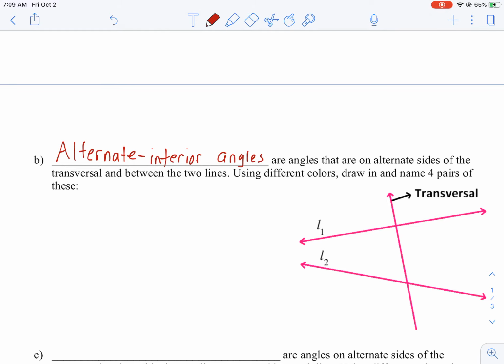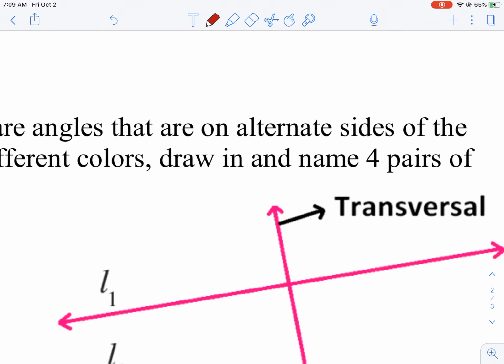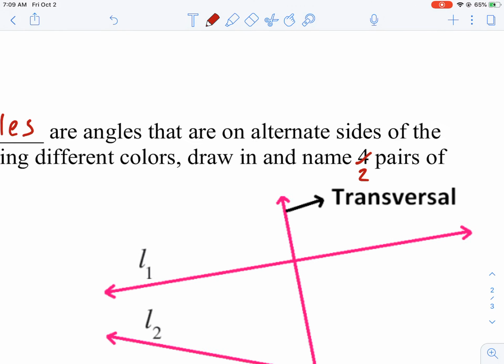So it says name 4 pairs of these. That's actually my fault. I messed that up. This should say 2 pairs, okay?